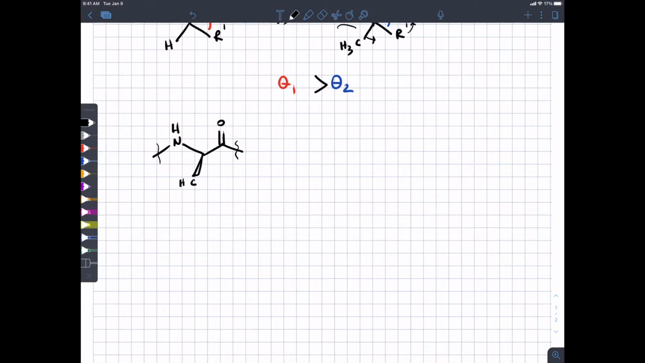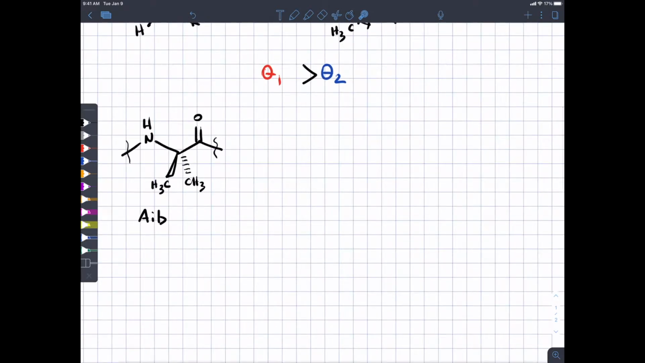This has two methyl groups on the alpha carbon instead of just one. So in regular amino acids like alanine, there would be a proton here and a methyl group there. For aminoisobutyric acid, or AIB, there are two methyl groups. And this does some interesting things to the dihedral angles phi and psi.